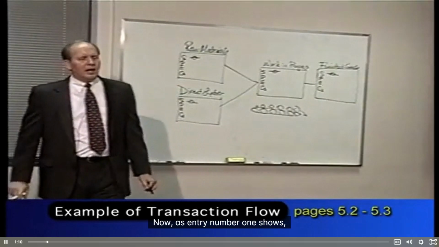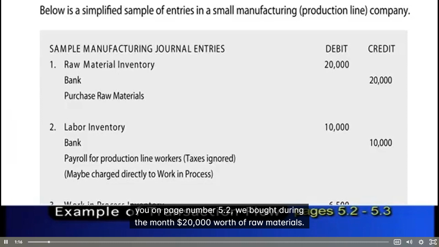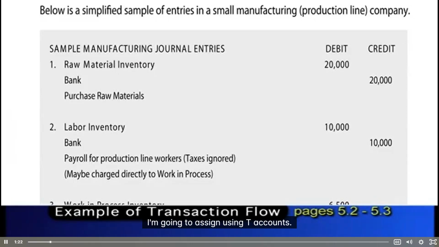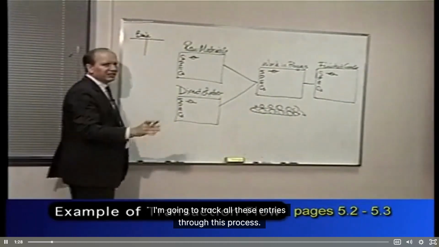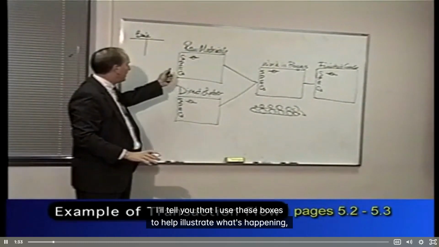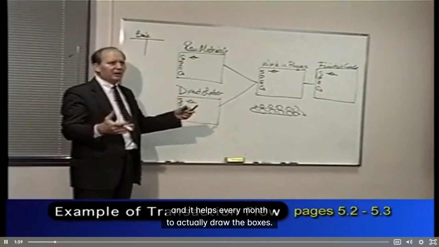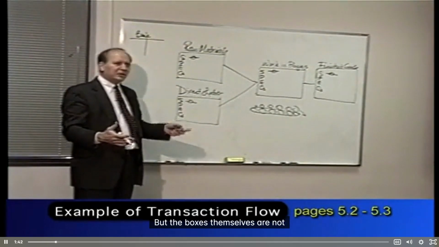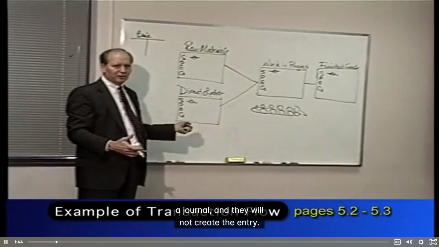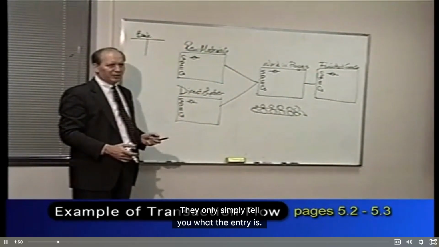Now, as entry number 1 shows you on page 5.2, we bought during the month $20,000 worth of raw materials. Let's just go ahead. I'm going to use T accounts to track all these entries through this process. I use these boxes to help illustrate what's happening, and it helps every month to actually draw the boxes. But the boxes themselves are not a journal, and they will not create the entry. They only simply tell you what the entry is.